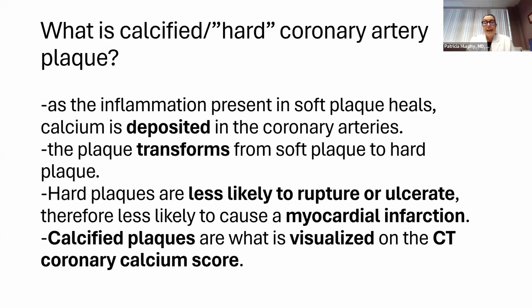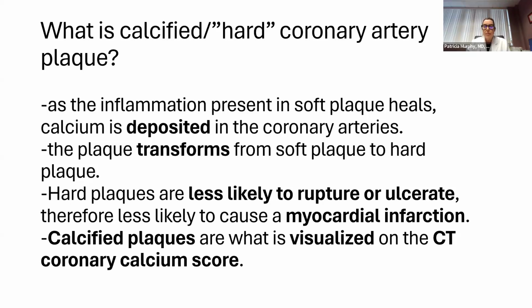So as plaques age, they go from being soft to hard. As the inflammation heals, calcium is deposited in the coronary arteries. So the plaque transforms from a soft plaque into a hard plaque with time. The hard plaques, interestingly, are less likely to rupture or ulcerate, which is what causes that myocardial infarction, and are also less likely to cause myocardial infarctions. Calcified plaques are what we can see, what are visualized on the CT coronary calcium score.